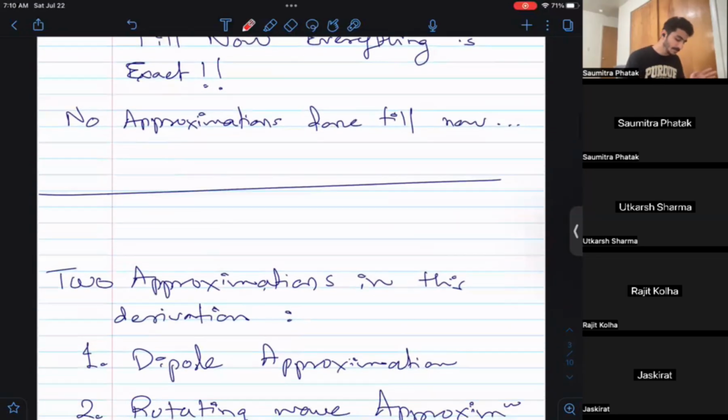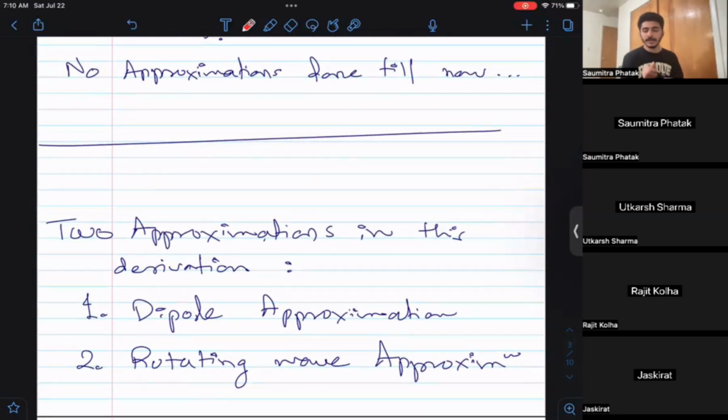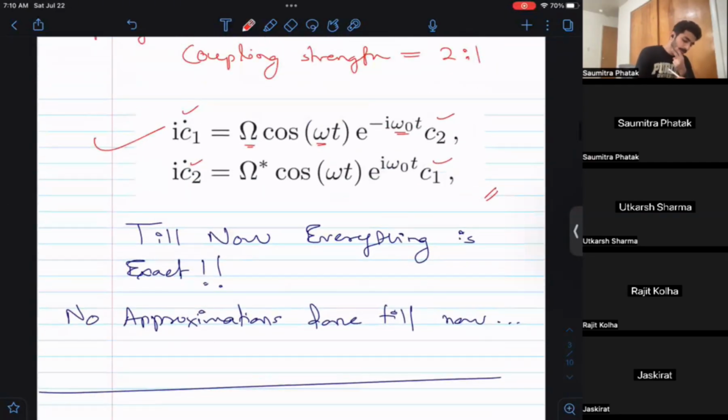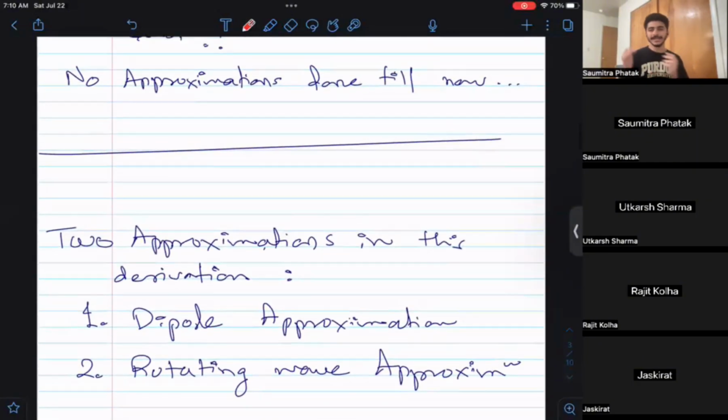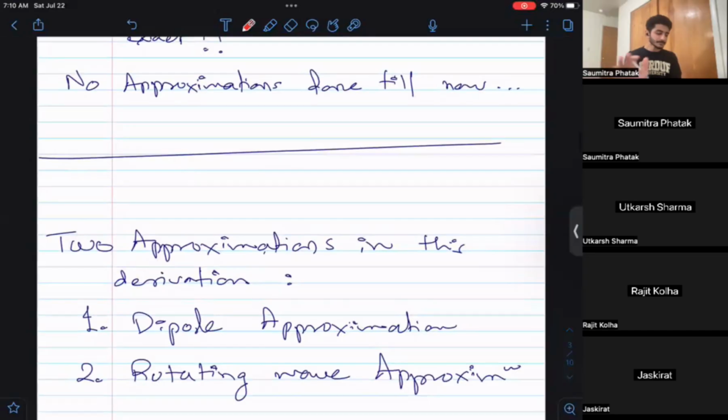So there were no approximations, but from now on, we are going to deal with two different approximations in this derivation. First is the dipole approximation, and the second is the rotating wave approximation. I hope it is clear how we got to this point. And since we are at this point, we will now discuss how to solve these coupled differential equations. Since these are two first order coupled differential equations, what we want now are the initial conditions for those. So we will start with initial conditions as well.